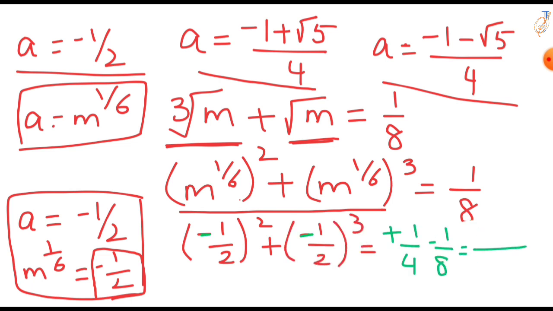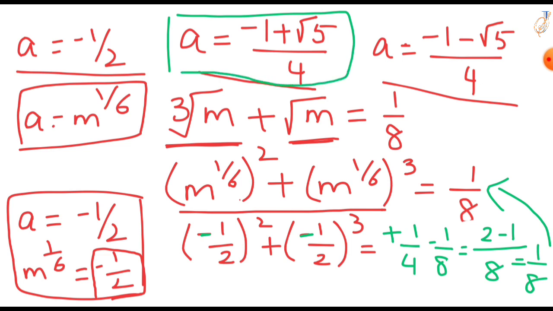After taking the LCM, we'll get 2 minus 1. That value is equal to 1 by 8. This is our RHS. So our first solution satisfies the equation. Let's check the second solution. A equal to minus 1 plus root 5 by 4.